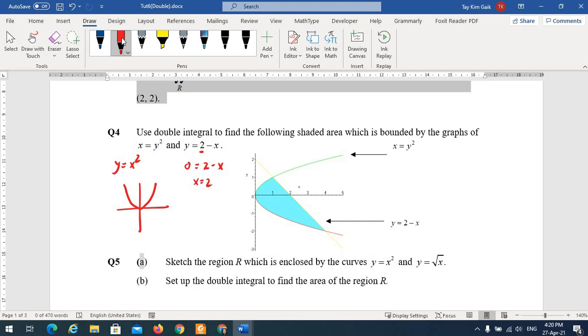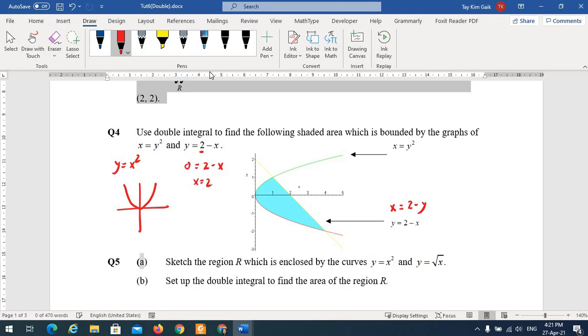The right curve is y equal to 2 minus x, or you make it become x equal to 2 minus y. If you use dx dy, make x the subject. So you have x equal to 2 minus y.